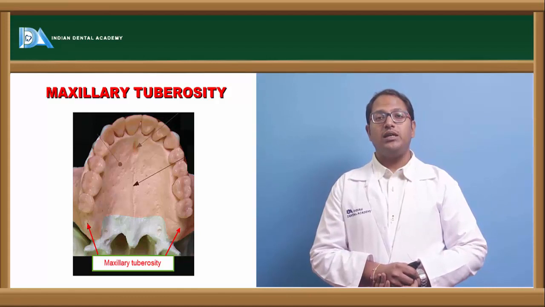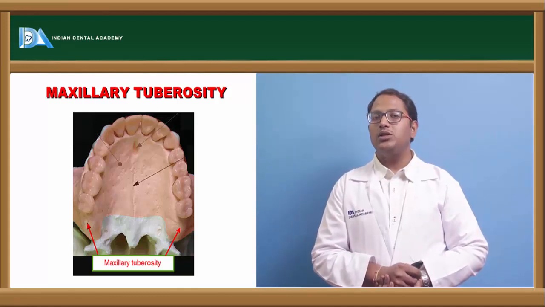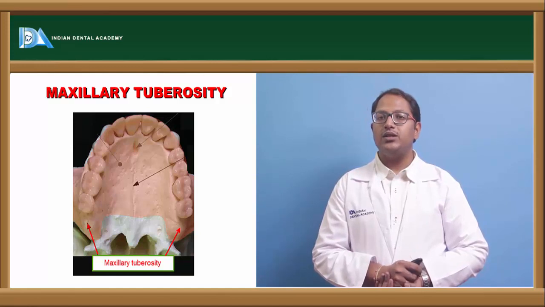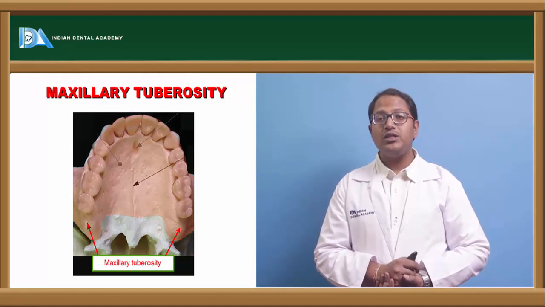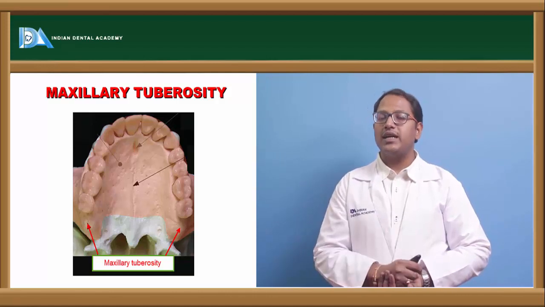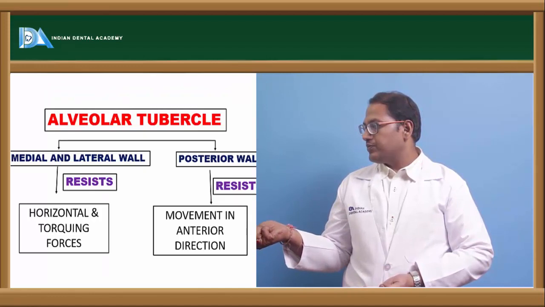An important and very interesting fact to know is that the maxillary tuberosity and alveolar tubercle area do not resorb very easily. It's the least likely area to resorb. So we need to take our denture base till the end of the maxillary tuberosity. That is very important.